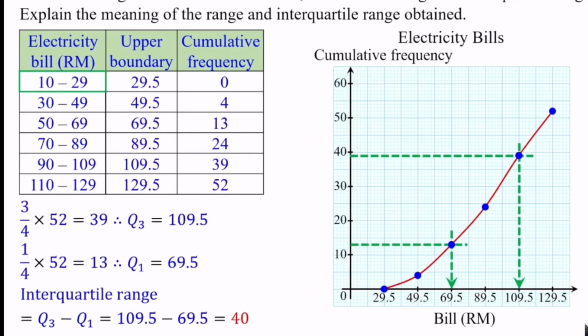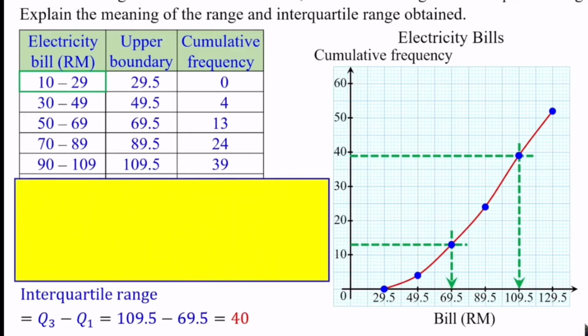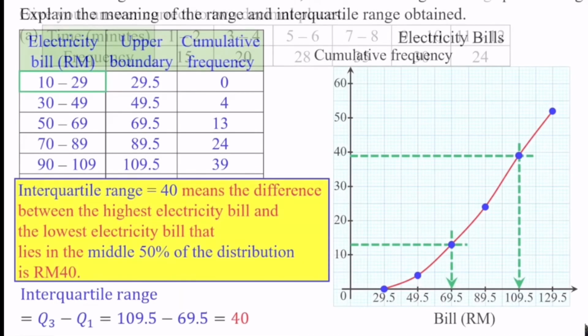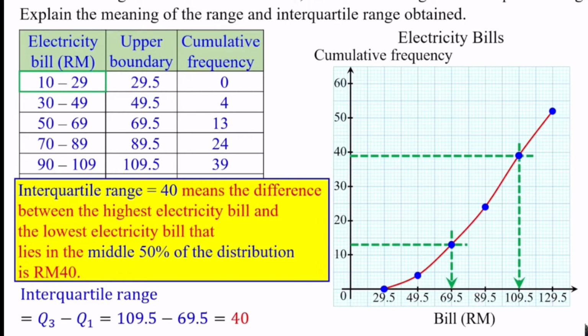We need to explain the meaning of the interquartile range. Let's copy down the definition. An interquartile range equal to 40 means the difference between the highest electricity bill and the lowest electricity bill in the middle 50% of the distribution is ringgit Malaysia 40. Again, this is a very important keyword: in the middle 50% of the distribution is 40 ringgit.